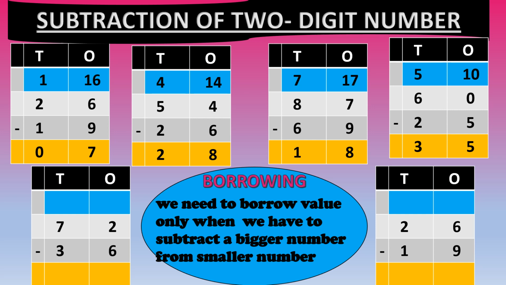Here also, next question, 7 minus 9. We cannot subtract 9 from 7, so we will borrow one value from 8. When 8 has given 1 to ones, then it will become 7. So here comes 17, here comes 7. 17 minus 9 equals 8, while 7 minus 6 is 1.